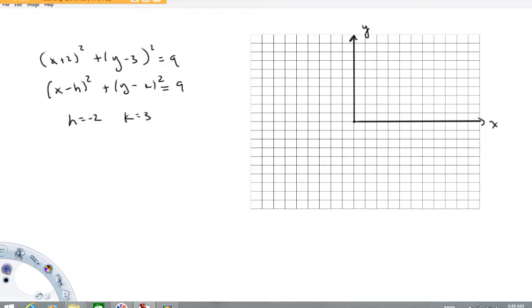Whoops, and I see this was supposed to be an r squared here, a generic r. Okay, r squared equals 9, so r must be 3. To graph it, let's go to our circle. I'm going to put this in green, however. Let's go to our center. The center is at the point negative 2, 3, so that's going to be 1, 2 to the left, 1, 2, 3 up. So there's the center.